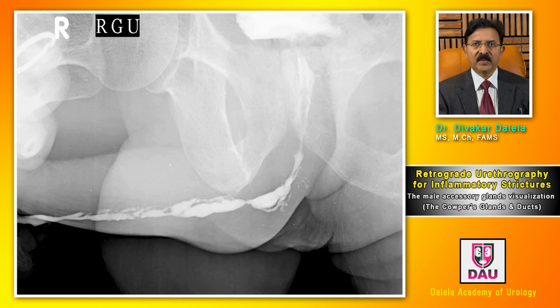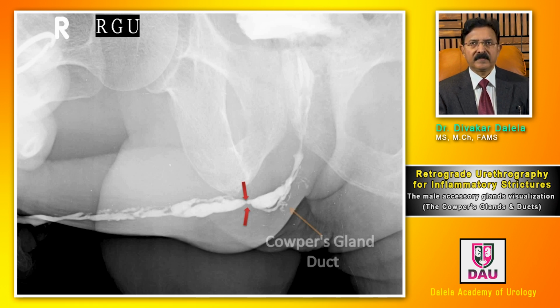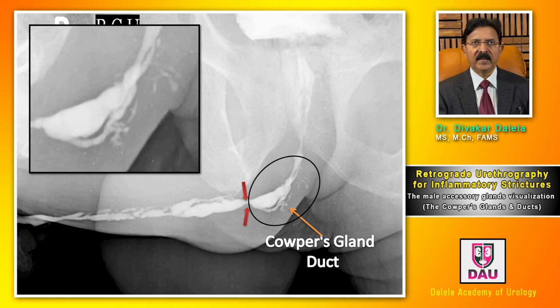Here is a patient's urethrogram where this is where the main stricture is located, but the rest of the distal urethra, the rest of the penile urethra is also showing stricturing, and that's where the Cowper's glands and their duct are visible. The duct is slightly dilated, but if you were to circle this area and zoom it, then you will see properly that the Cowper's gland duct is markedly visible.